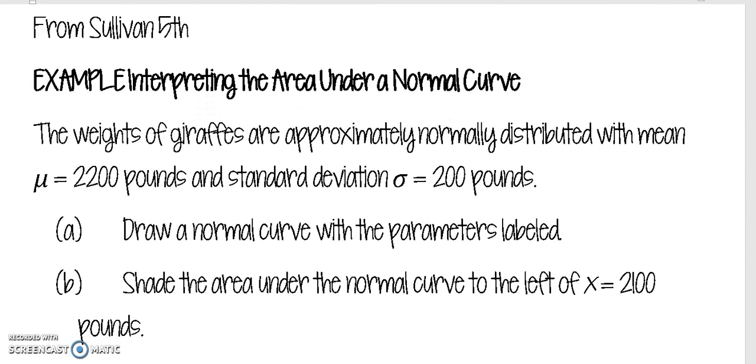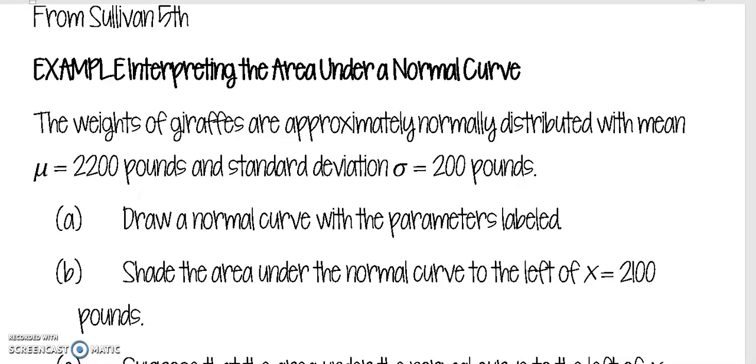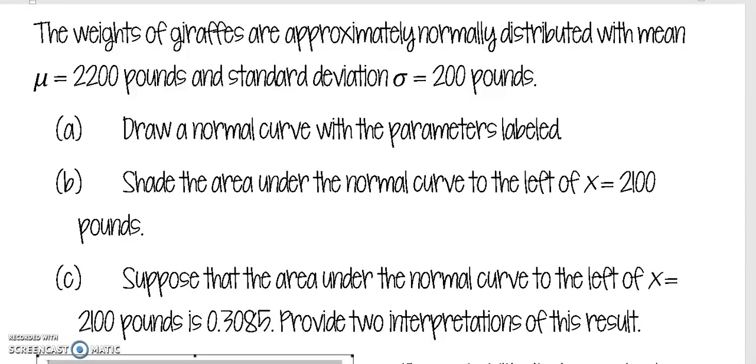I have an example again from Mike Sullivan's 5th edition, interpreting the area under a normal curve. So he tells us that giraffe weights are normally distributed with a mean of 2,200 pounds and a standard deviation of 200 pounds. This would be the mean and standard deviation of all the giraffes, and therefore these are population parameters, mu and sigma. So he asks us to draw a normal curve with the parameters labeled.